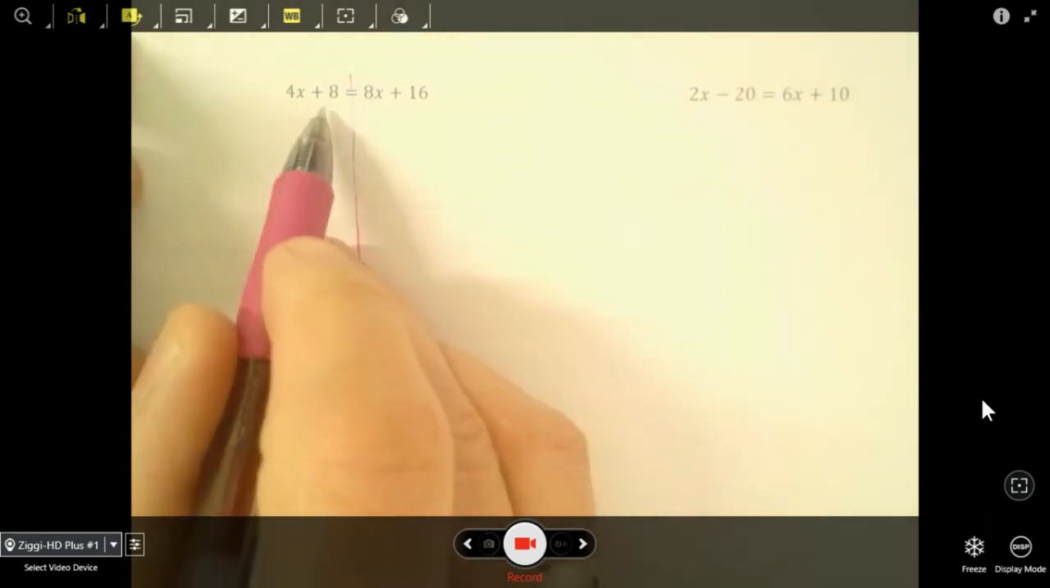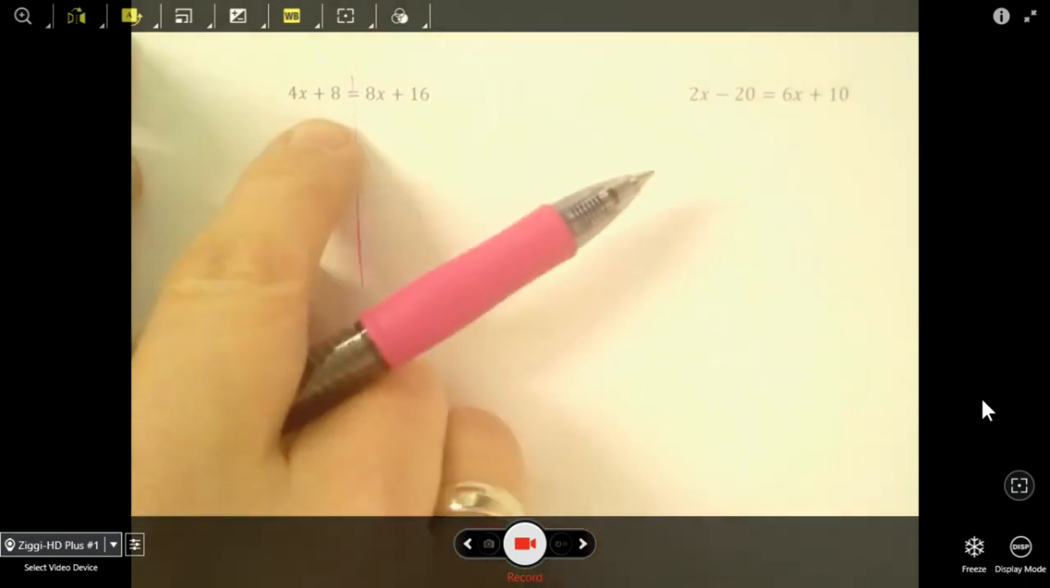So I'm going to move my camera down. Our goal is the same. We want to get all our variables on the left, and we want all our constants on the right. So I'm going to start out by drawing the line through my equal sign to be sure I keep my equation balanced as I work on it. And I'm going to start first with moving my constant to the right. Now this is a positive 8, so I do the inverse operation, which is to subtract 8.